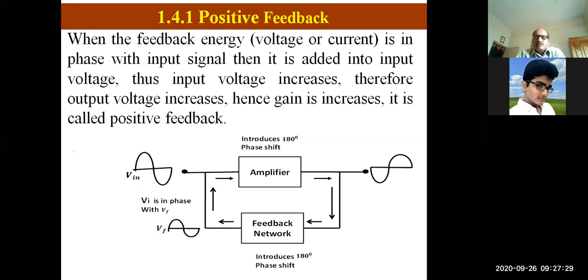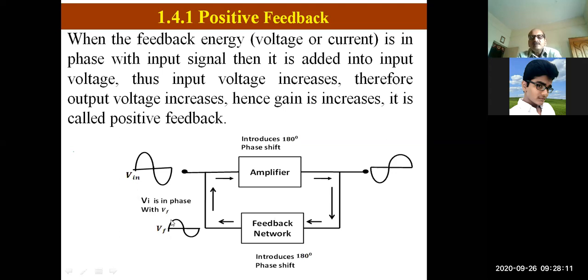Initially, we can understand what positive feedback is. This is the feedback energy, the feedback signal, and the input and feedback energy are in phase. When there is a positive half cycle at the input, in the feedback energy also there is a positive half cycle. When there is a negative half cycle in the input signal, at the same time there is a negative half cycle in the feedback energy. The phase of input energy and feedback energy is the same.